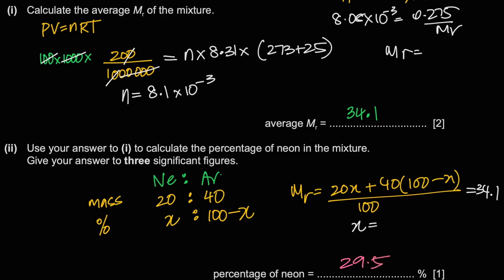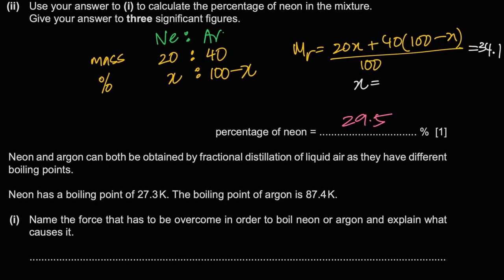Okay. And you know what? You double check this. Approximately what they're saying is that in 100 atoms, 30 are neon and 70 are argon. So take 30 of these and 70 of these and average them by 100, you will get 34.1. That's why we did this.